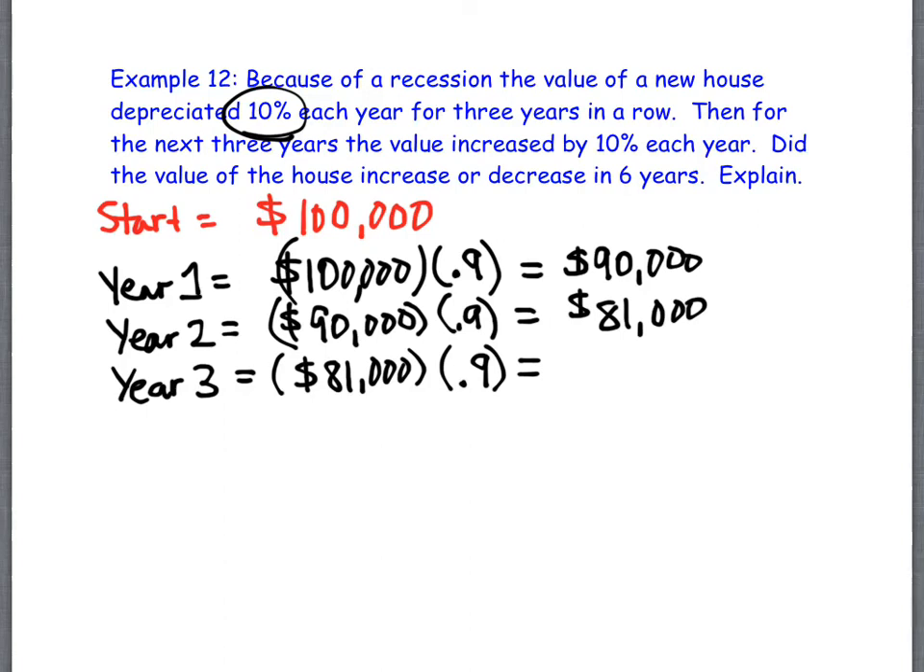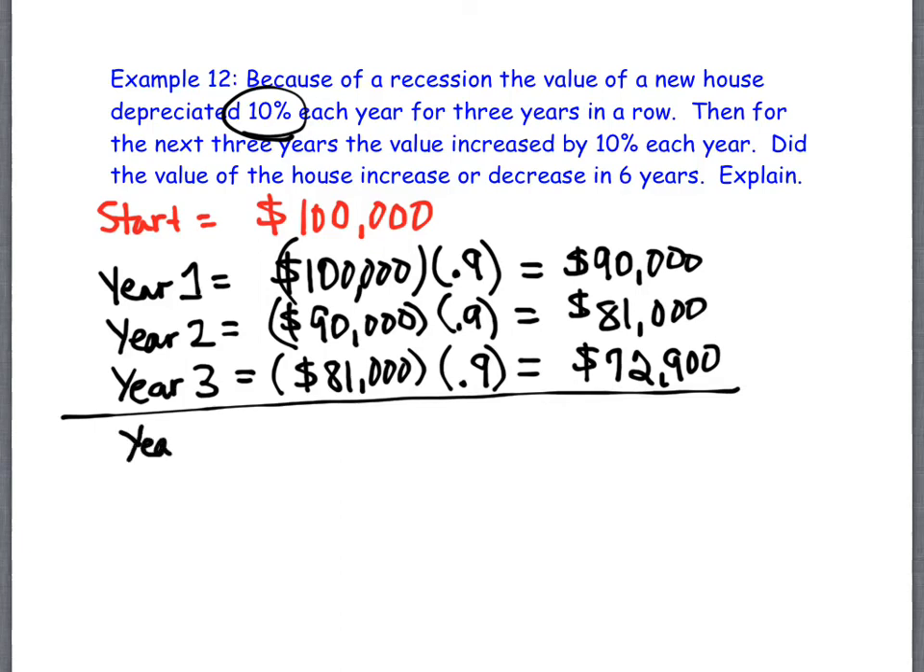All right. So what do I get for my 81,000 times 0.9? 72,900. Okay. And thankfully, something happens that's an upswing after that, and it says the market sort of turns around, right? It increases now by 10%. So what am I going to have to change in order to take care of year 4? Yeah, I'm going to take that $72,900 house, and I'm going to multiply it by 1.1.